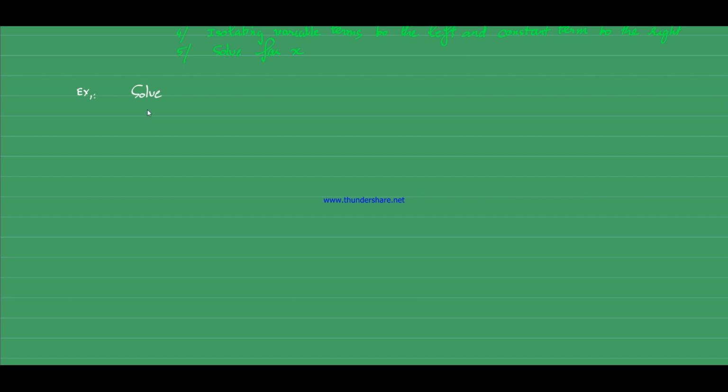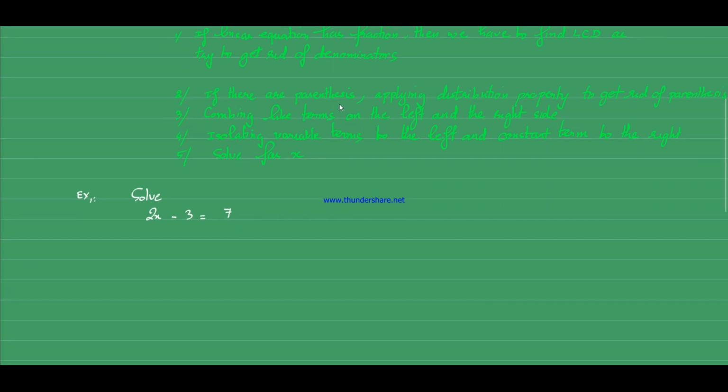For example, something very simple. Something like this: 2x minus 3 equals 7. So we're going to go ahead and solve for x. Now we're going to scan the steps. This equation doesn't have any fraction, so we can ignore the first step. The second step we can also ignore because there's no parenthesis.